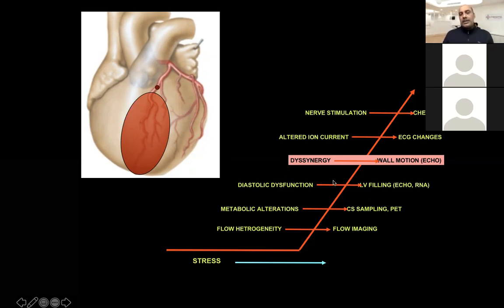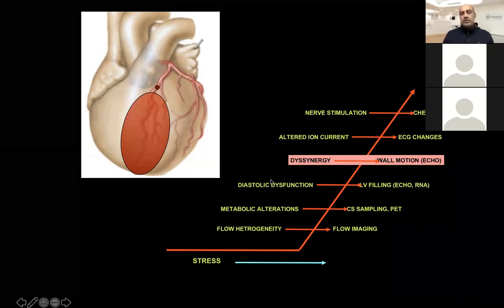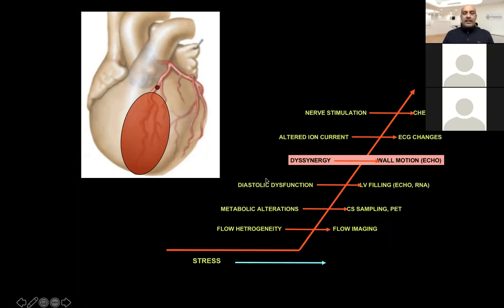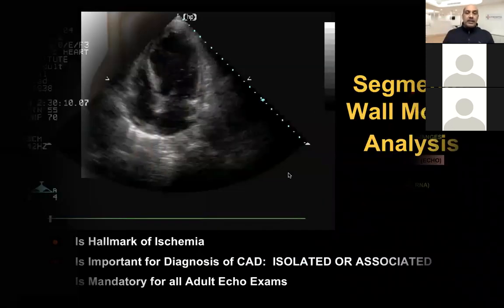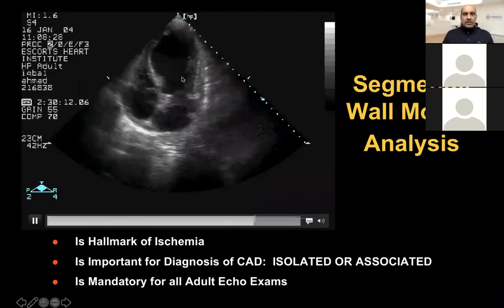But most importantly, there is a dyssynchrony. That means this area, which is supplied by that blocked artery, reduces its function of systole or contraction. And this is in place of the rest of the myocardium, which is contracting well. So this is something the echocardiography can pick up. Unfortunately, the diastolic function is too non-specific, and that is why the gold standard is systolic dysfunction, which is located in that particular region.